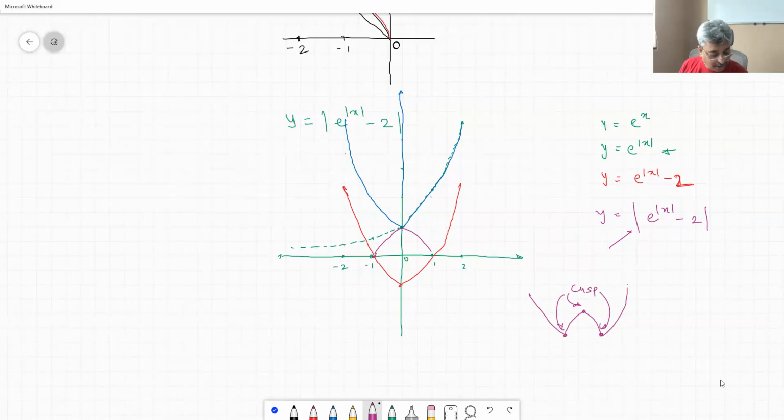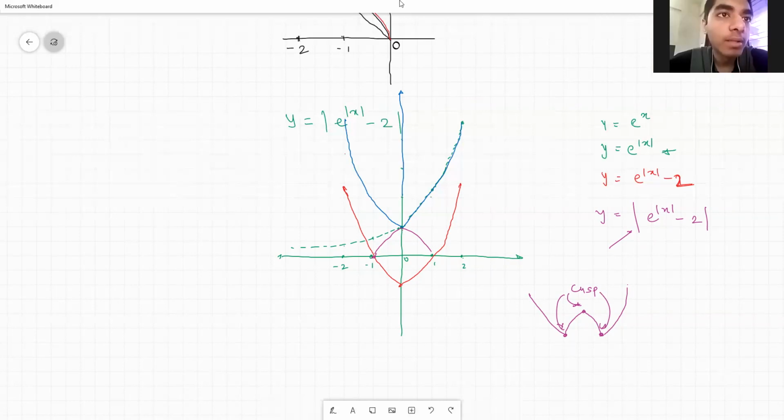Next job is to find the domain of. Sir. Yes, tell me. Sir, in this graph, can you explain x is equal to 1?